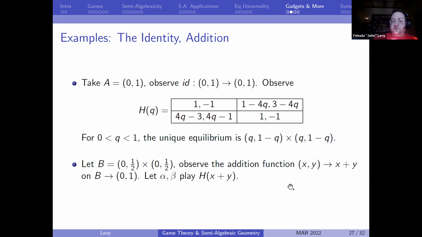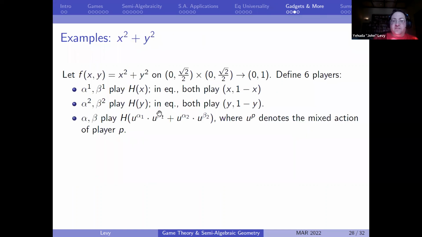Let me make it more interesting. Suppose I want to get multiplication. Or here I put multiplication and addition. So I'm doing it on a domain such that the output will be between 0 and 1, looking at the function x squared plus y squared. And I want to embed linearly into the space of games such that I get this game to play this function.